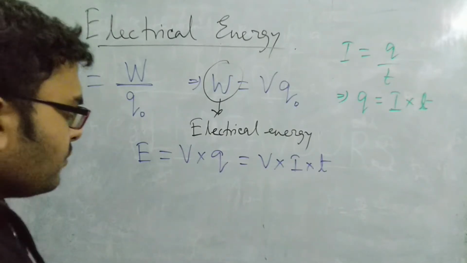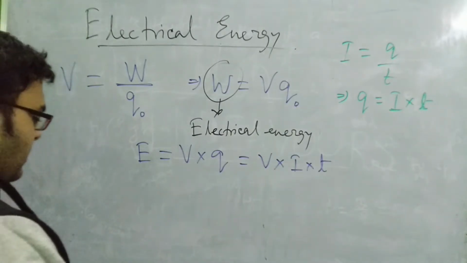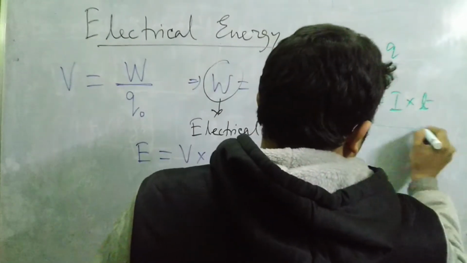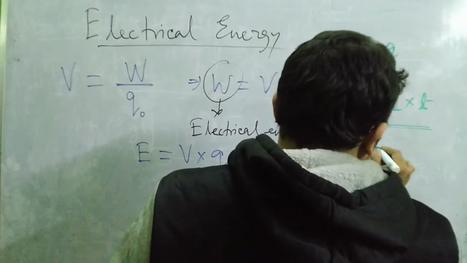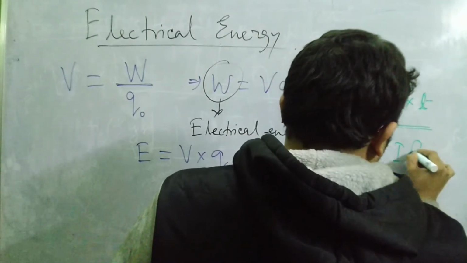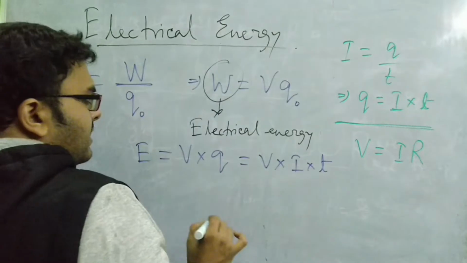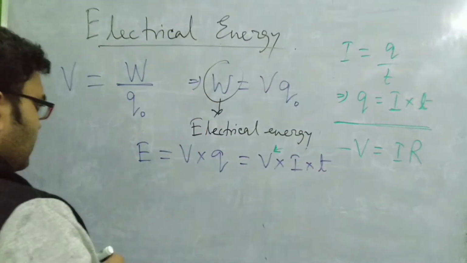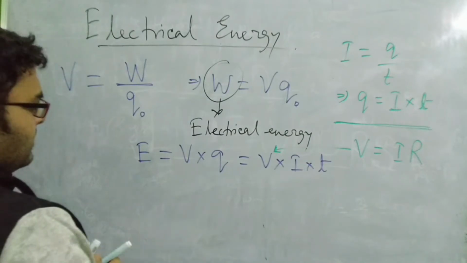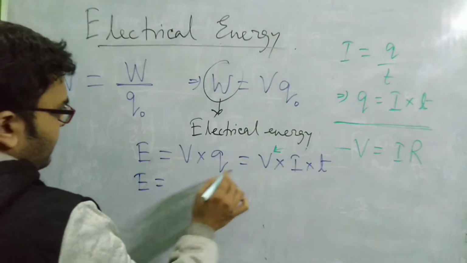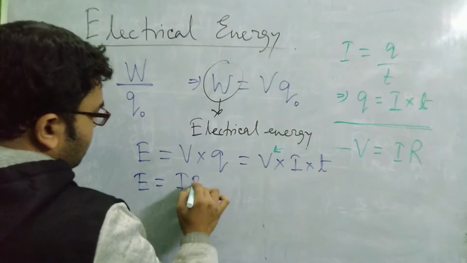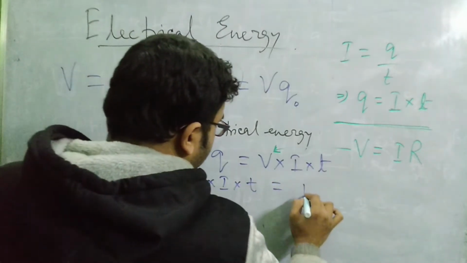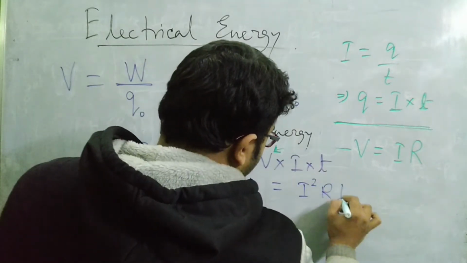Now there are two other forms also. This is one form. Now you know Ohm's law, isn't it? What does Ohm's law state? Ohm's law states that V is equal to IR. I am just talking about the mathematical expression. So if I just put this value of V here, what will I get? If I put the value of V here, I will get E is equal to, instead of V I write I into R into I into T. This turns out to be I square R into T.